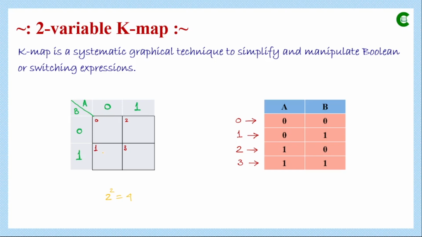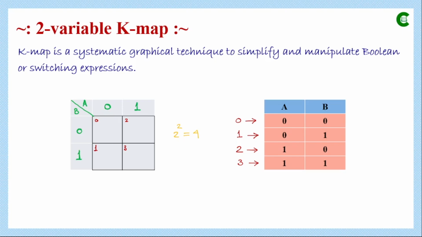That means this cell will have value 0, 1 and the corresponding decimal number will be 1. So that will be marked accordingly. Similarly, if it is 1, 0, then the corresponding decimal number is 2. So A is 1 and B is 0. So this cell will be marked by 2, and the last cell will be marked by 3 only, where the value of A is 1 and B is also 1. So this way we complete the marking of a K-map having two variables.